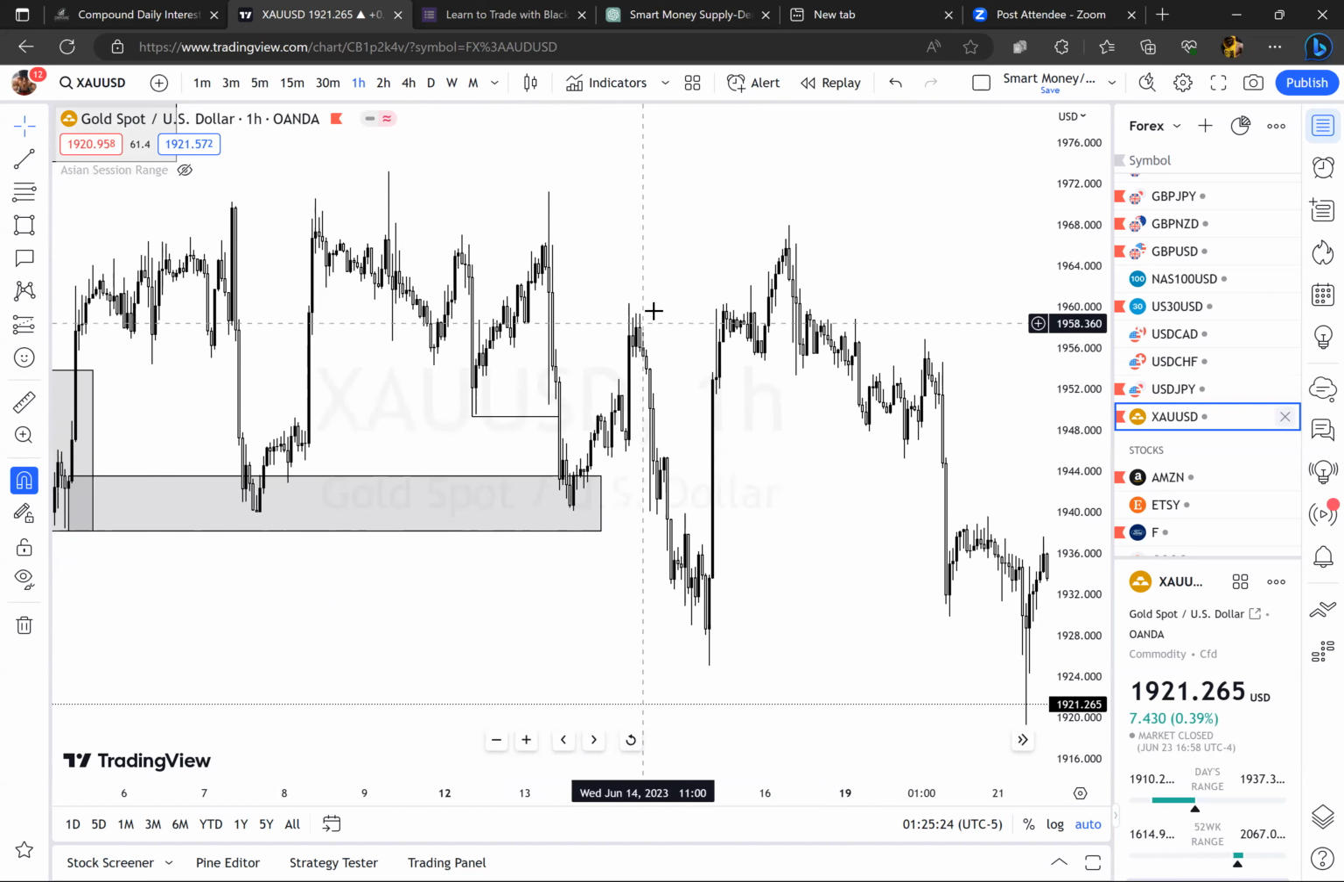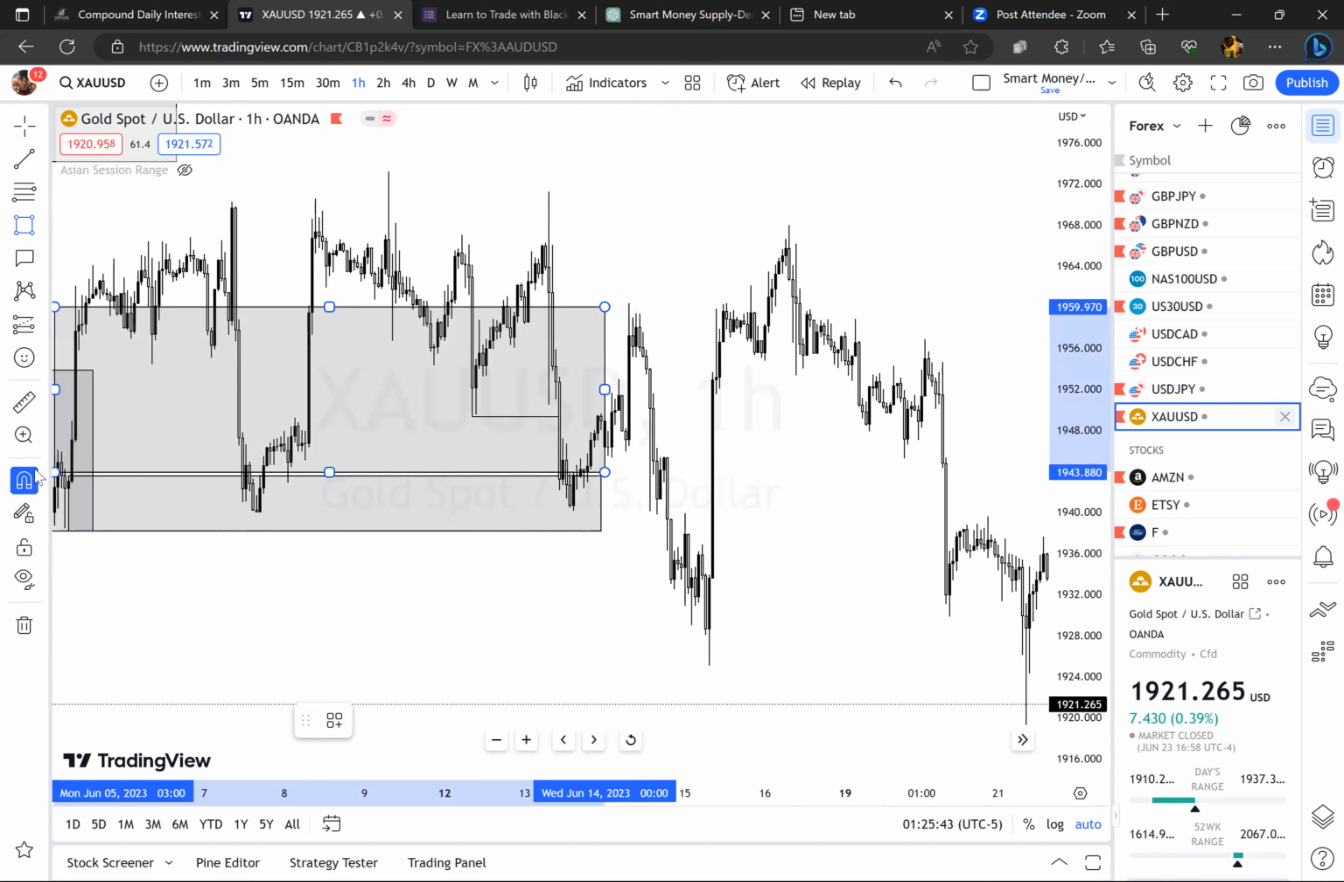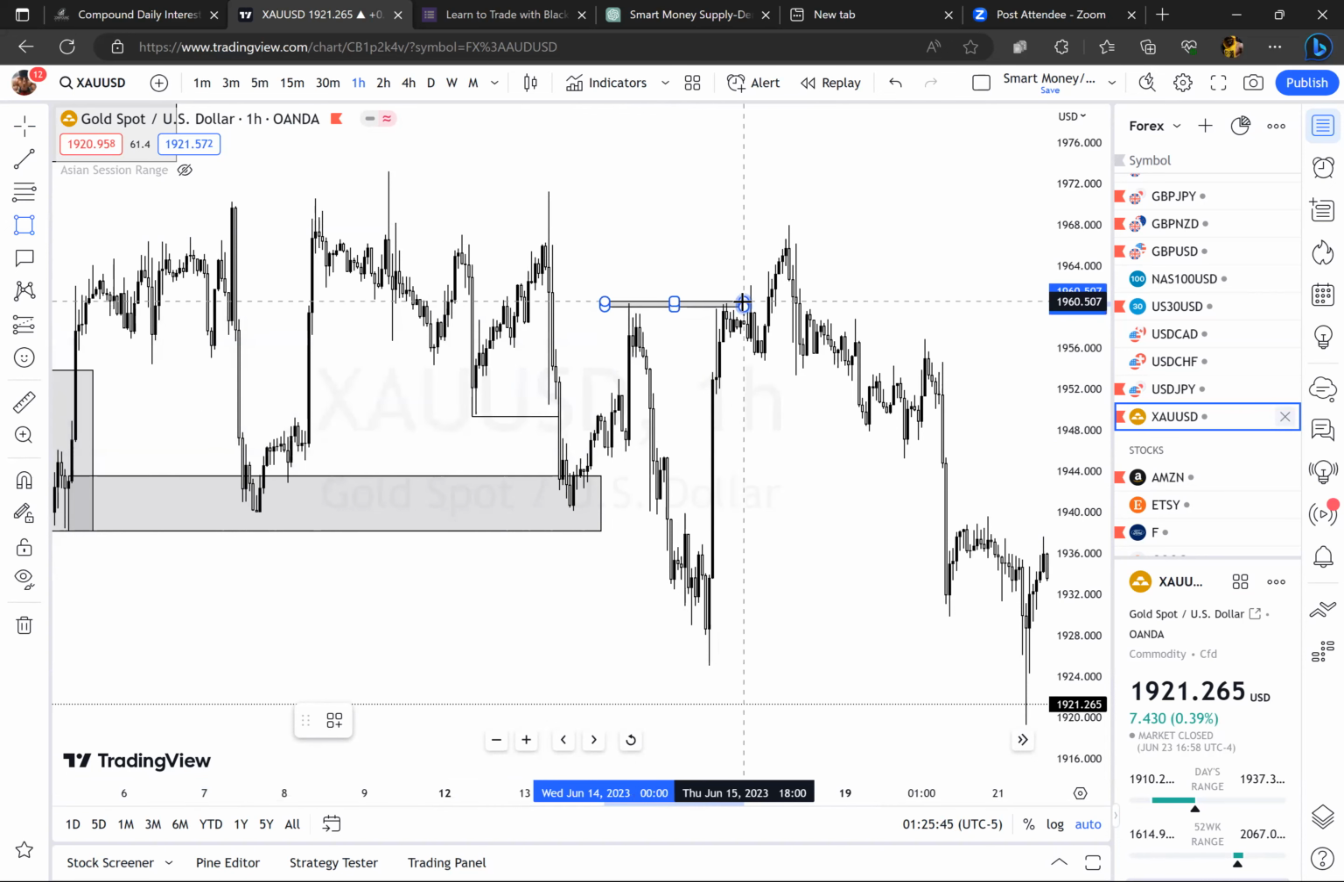Came down. Now it did this. This right here was inducement. This induced people to start selling, and some people did make good money. But then look what happened. If you sold from these equal highs right up in there, you probably made good money.